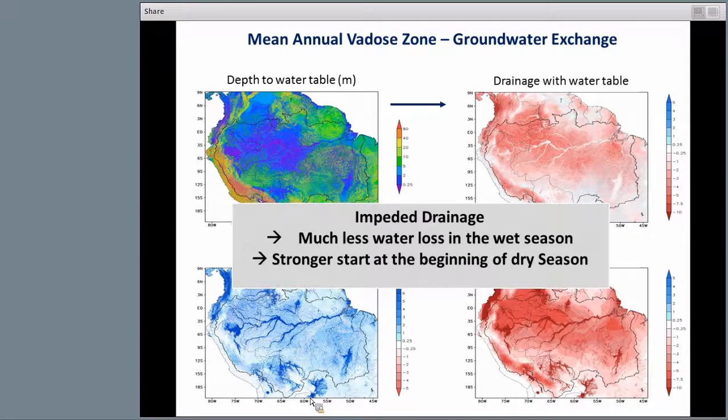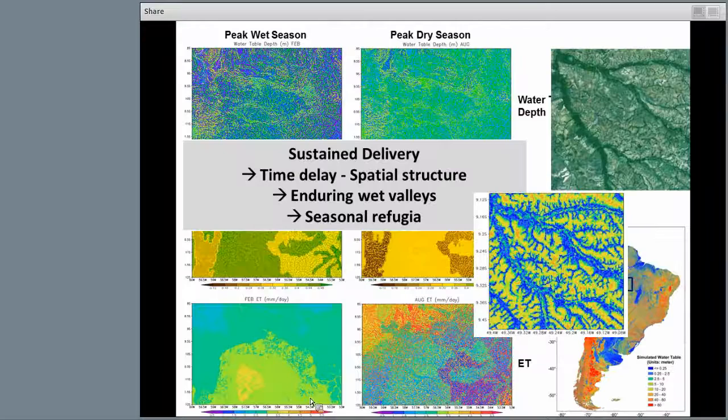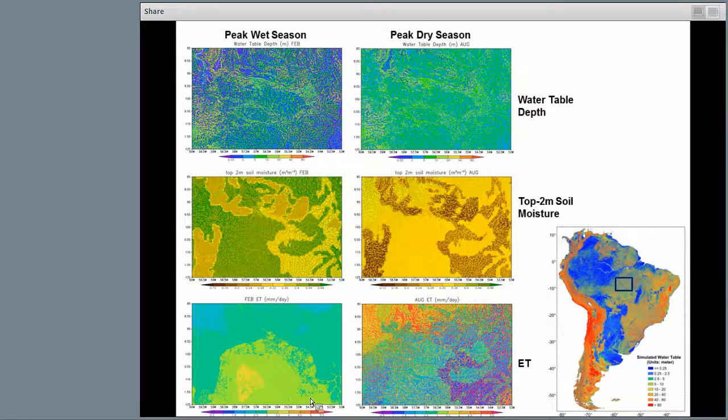And then where the water table is shallow, you have the greatest difference. Of course, the shallow groundwater is preventing drainage. And so this impeded drainage effect due to groundwater implies much less water loss in the wet season, a stronger start at the beginning of the dry season, hydrologic common sense. And another one is the hill slope flow and the sustained delivery, the lagging, the slow motion, and then so that the out-of-phase water table height with the rainfall. And so the valleys are always wet because of the long-term sustained delivery.